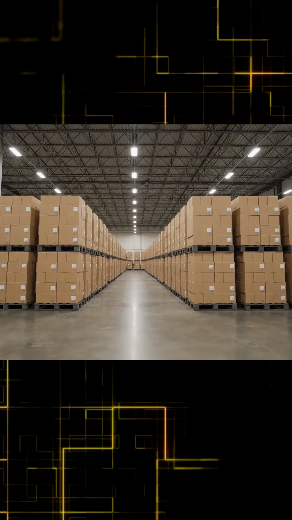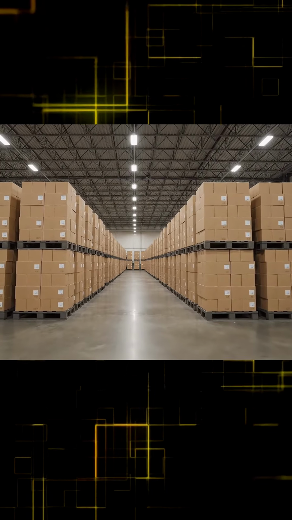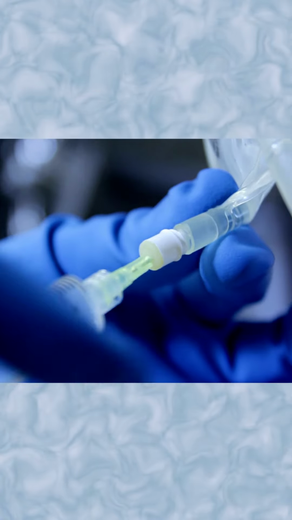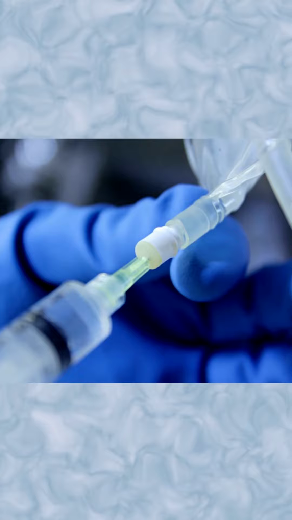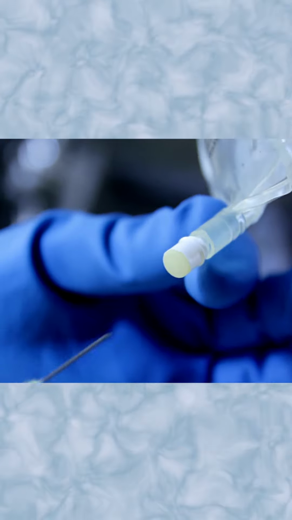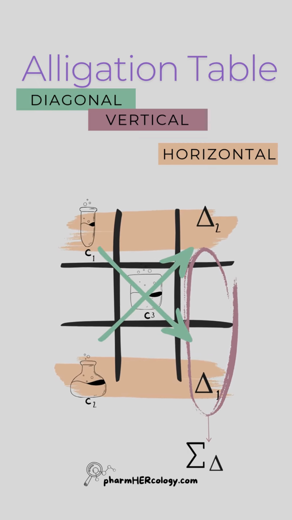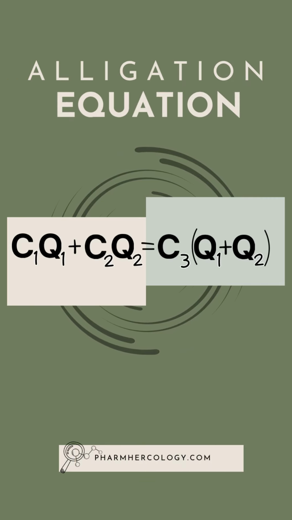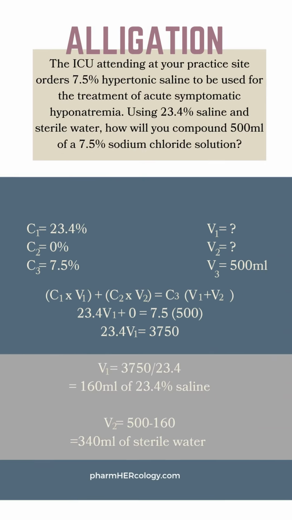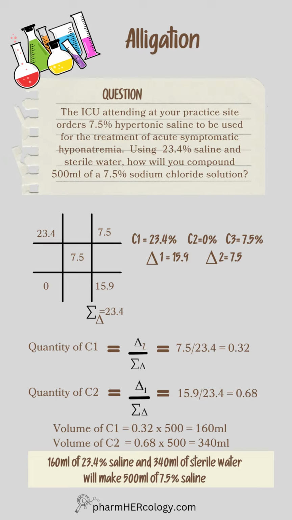Though there are commercial preparations of D12, in my 12 plus years of experience, I've always had to compound it using alligation. It is not used very often, so most pharmacies will not stock it. I show 2 ways to perform alligation over at pharmacology.com, including sample questions using both methods. Discover which approach works best for you.